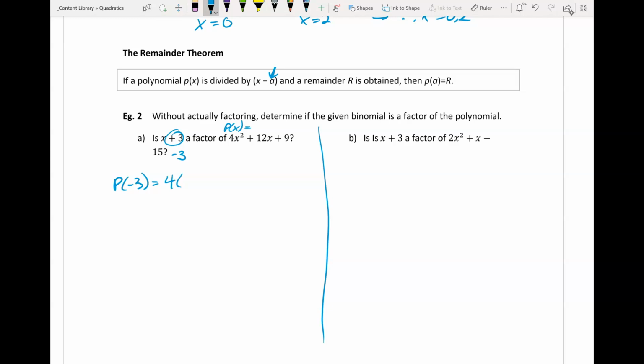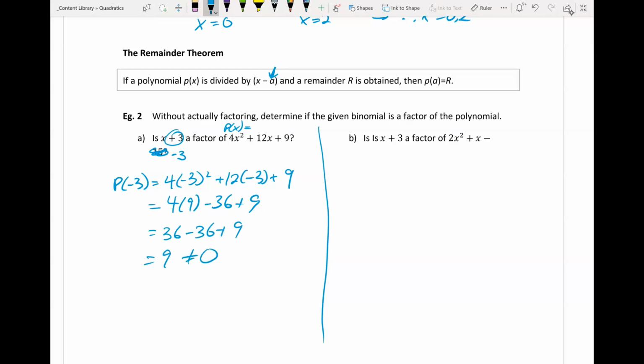That's 4 times negative 3 squared plus 12 times negative 3 plus 9. Just get rid of this 15. I don't know where that came from. And then we're going to evaluate this and see what our remainder is. So that's 4 times 9 minus 36 plus 9, which is 36 minus 36 plus 9. So we're left with 9.